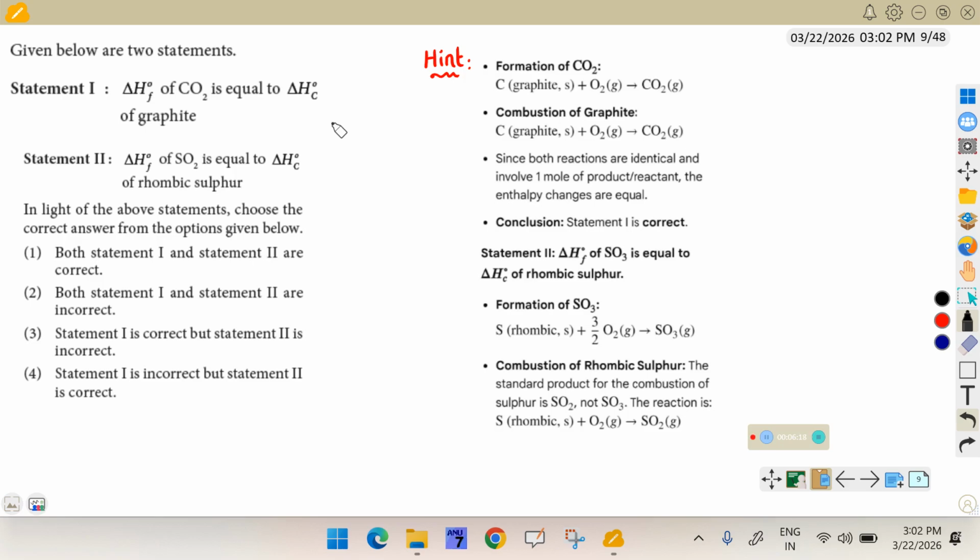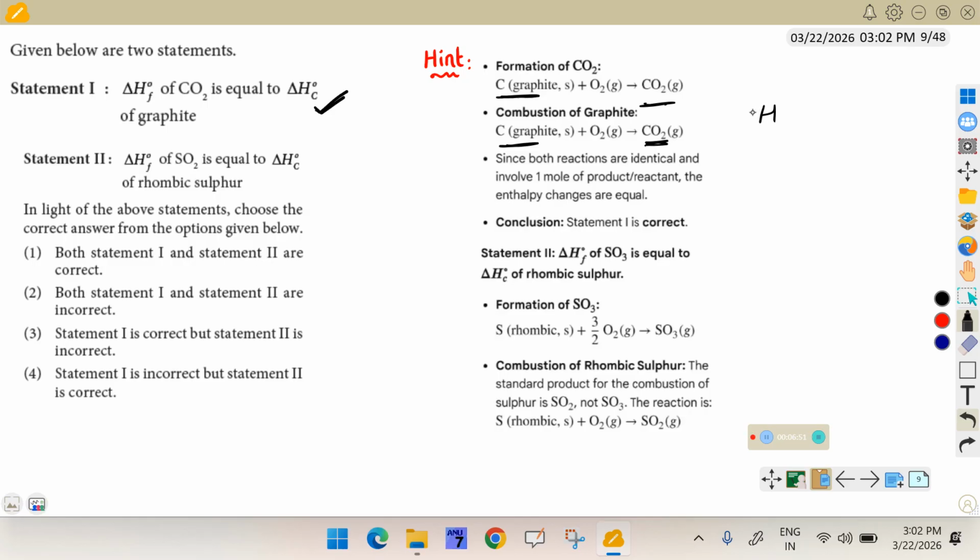This is also a statement based question. Heat of formation of CO2 is equal to heat of combustion of graphite. Yes, correct. Why? In the formation of CO2, graphite is the reactant. In the combustion of graphite also, graphite is the reactant. In both cases, CO2 is formed as a product. Heat of formation means formation of 1 mole of product from its standard state.